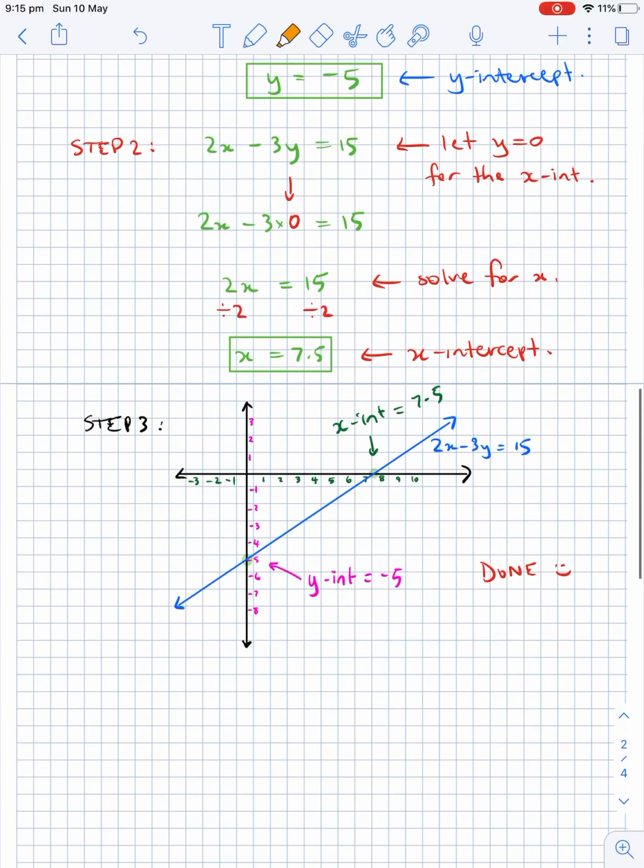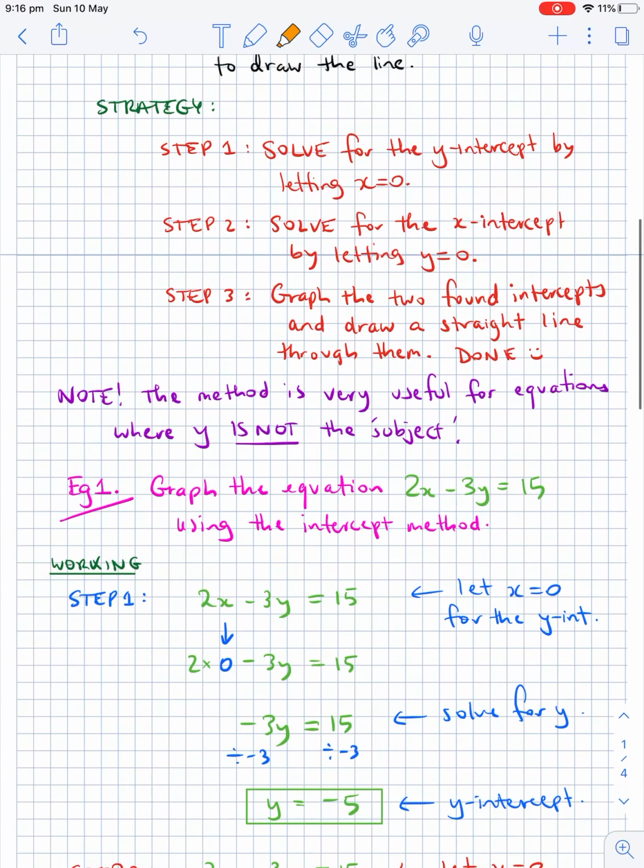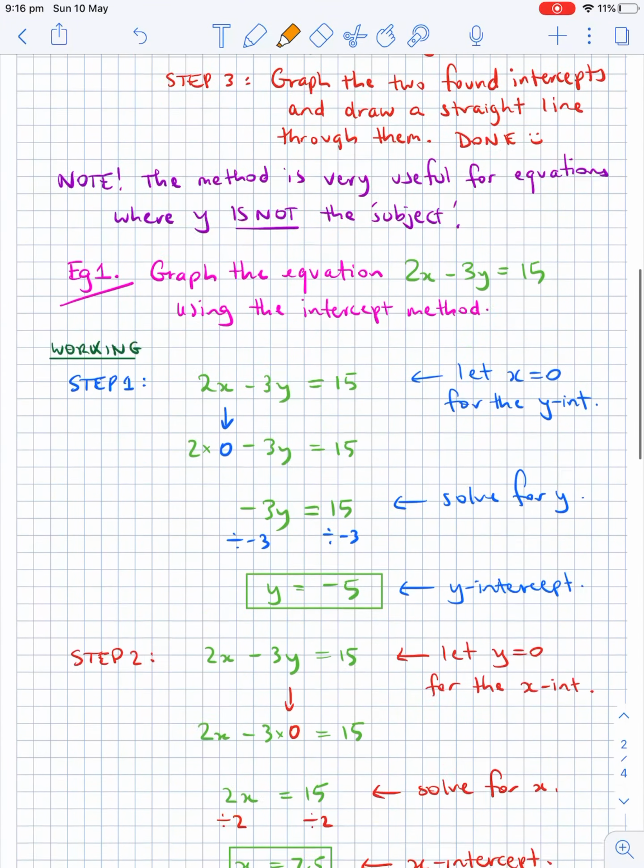So therefore, we know that it goes through the x-axis at 7.5, and we know it goes through the y-axis at -5. Because we know that these 2 points are on our line, we can make a straight line through those points, and we have graphed the equation. Make sure you label your line with the correct equation, so 2x minus 3y equals 15, just the equation that we were trying to graph in the first place.